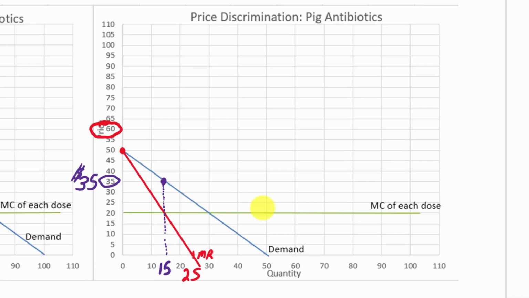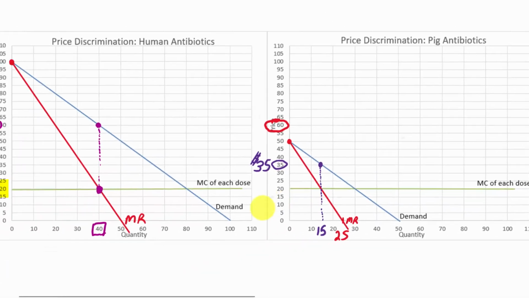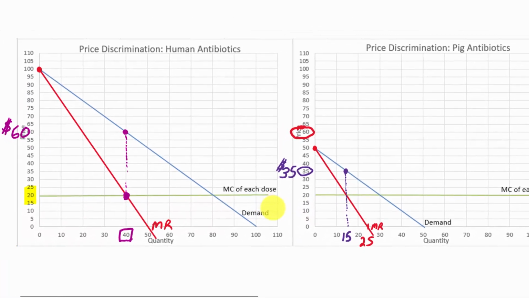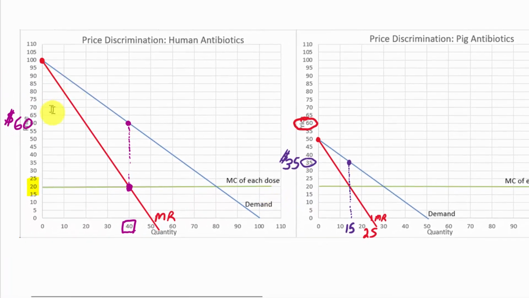And by doing that, you're not ruling out anybody from the animal market buying your product. You get the profits from the human market, selling 40 million units at $60 a piece, and you get to include this other market that would not be involved if you charged everyone the same price. So by price discriminating, charging some people higher prices and other people lower prices, you can accomplish higher profits.